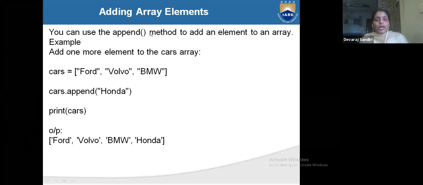Okay. Now adding an array element: you can add a new item inside the array by using the append method. You can use the append method to add an element to an array. Add one more element to the cars array. One, two, any number of items you want, you can add as values in an array. How? By using append.